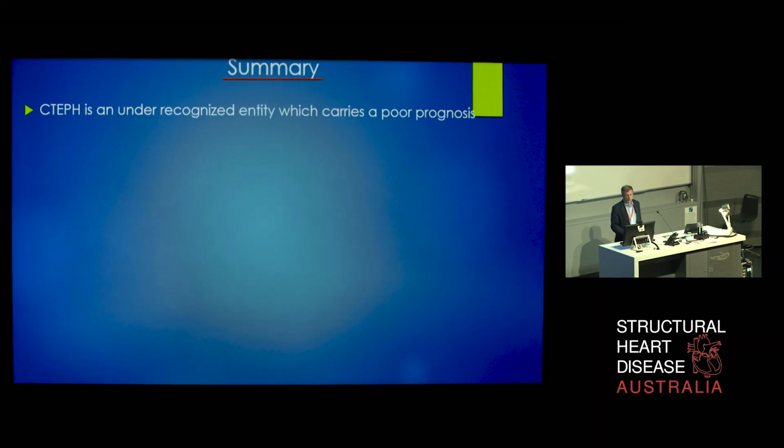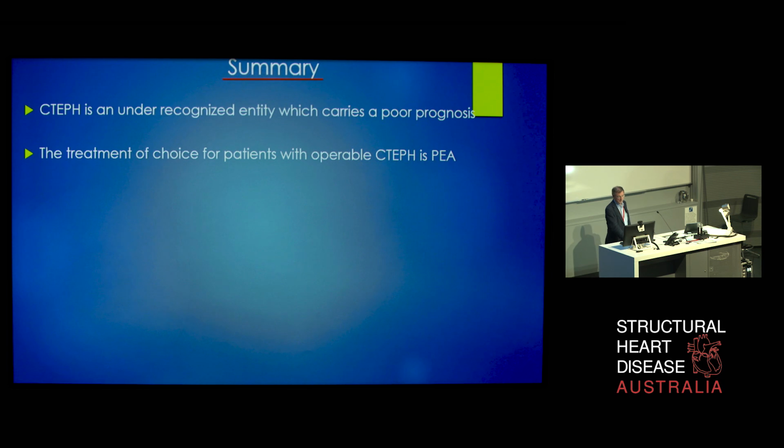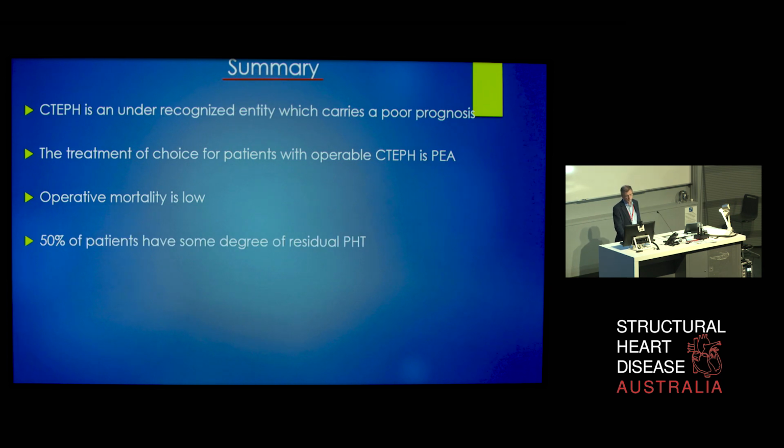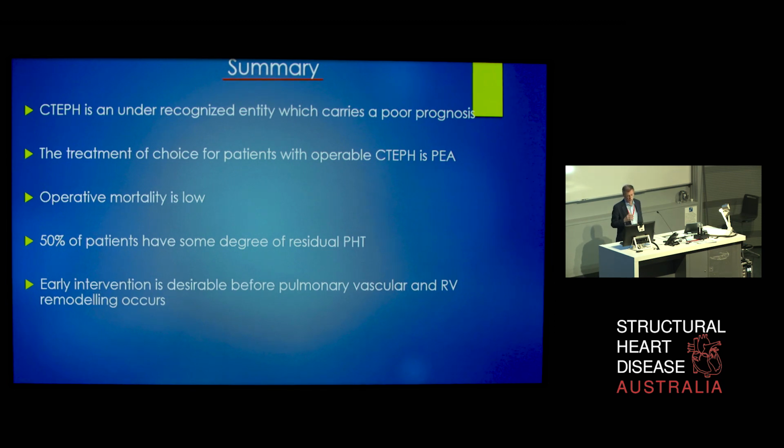So CTEPH is an under-recognised entity which carries a poor prognosis, and it generally takes about 4 visits to a general practitioner and 4 visits to a specialist before the diagnosis is made, and that process can take years. The treatment of choice for patients with operable CTEPH is a pulmonary endarterectomy. In experienced hands, the operative mortality is low, about 2 to 3%. 50% of patients have some degree of residual pulmonary hypertension, and early intervention is desirable. That is, an early pulmonary endarterectomy before pulmonary vascular and right ventricular remodeling occurs.